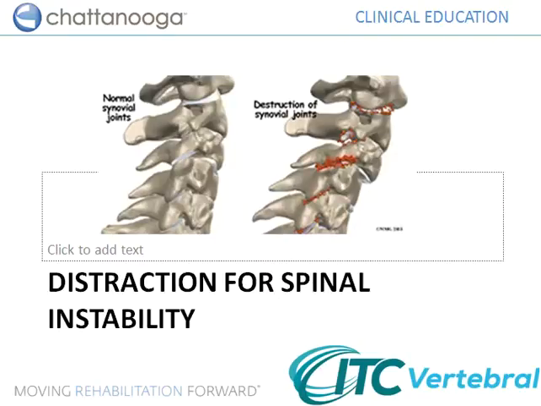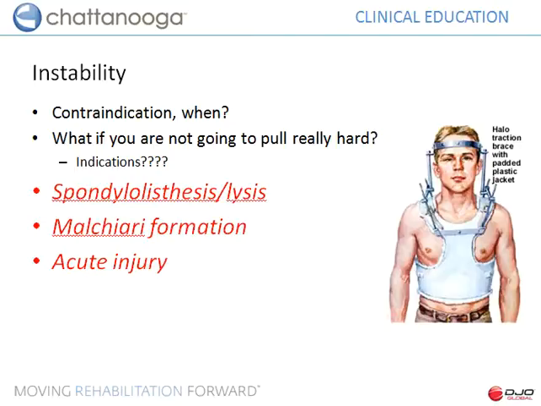Distraction for spinal instability. So I think we need to define what type of instability. Historically, instability has been a contraindication. And the reason was, historically, the indication for traction was to provide mobility, especially large amounts of mobility by using very large forces. And that would be a contraindication to moving, especially acute injured tissue, as well as tissue that's already hypermobile.